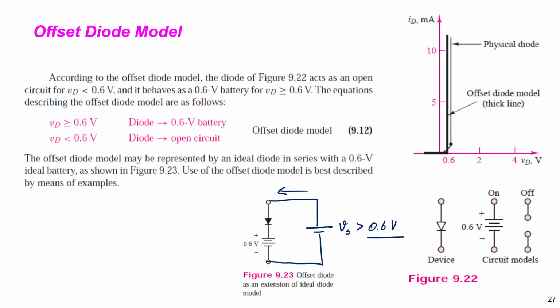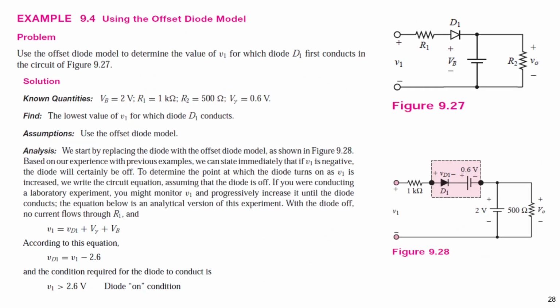Therefore, in the conducting mode, instead of a short circuit, when the diode conducts, we substitute the diode by 0.6 volt in reverse direction. And for blocking mode, we substitute the diode by an open circuit, right? So we can make a more realistic calculation. Instead of an ideal diode, we make it more realistic. Okay, let's see this example.